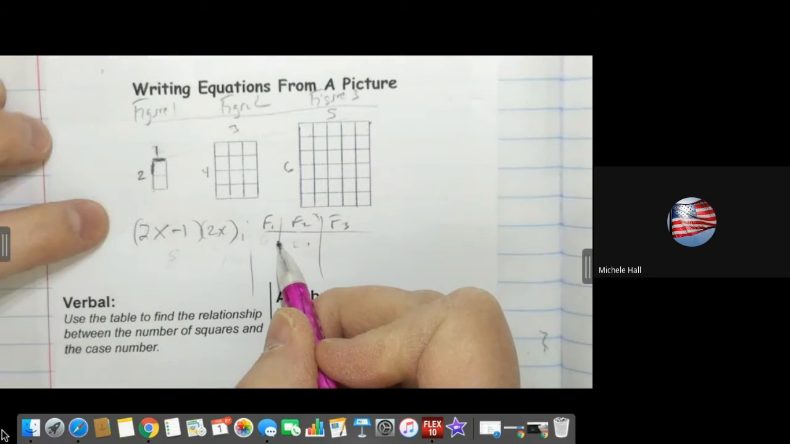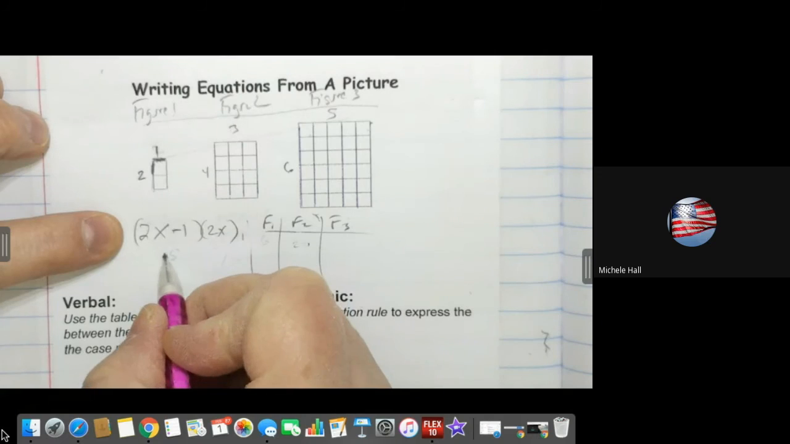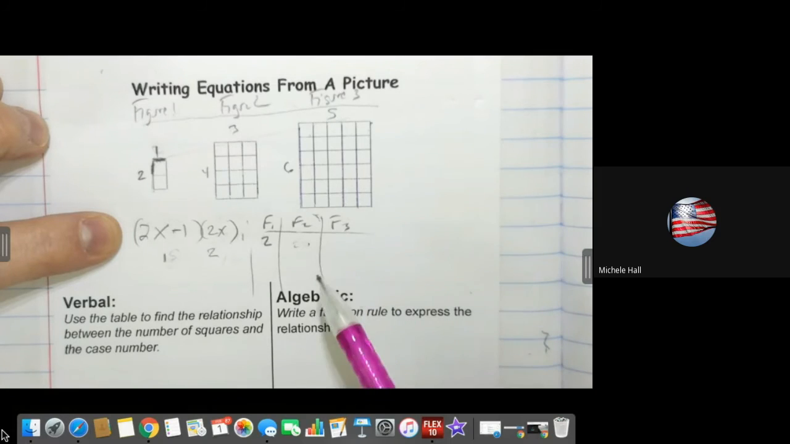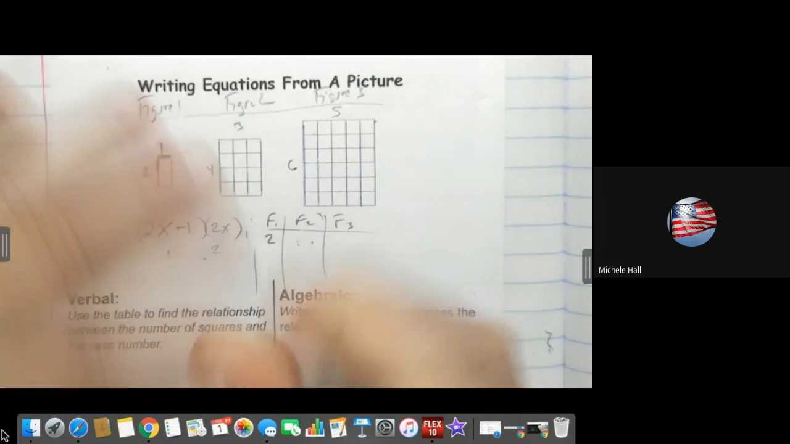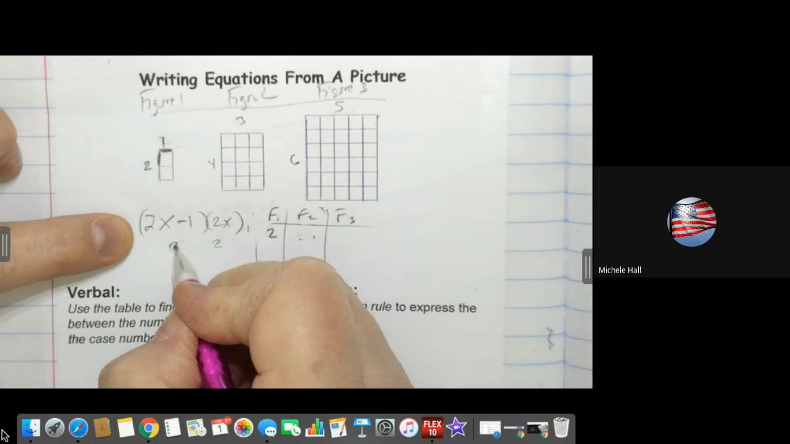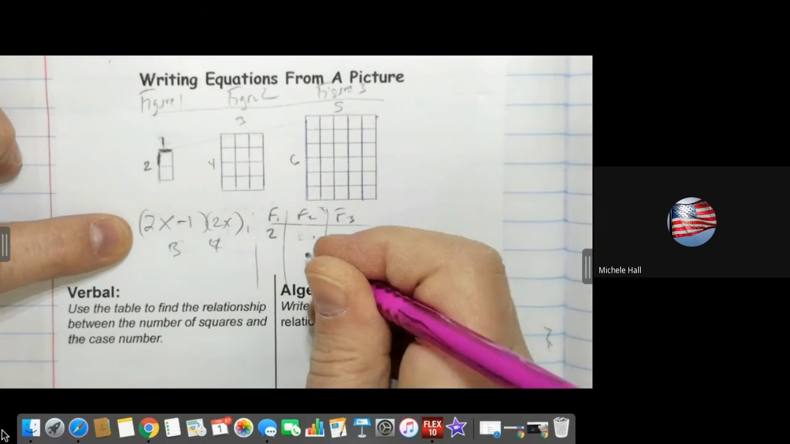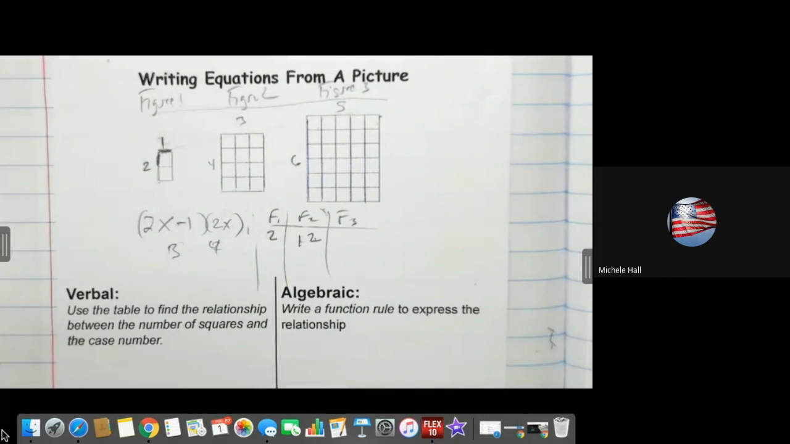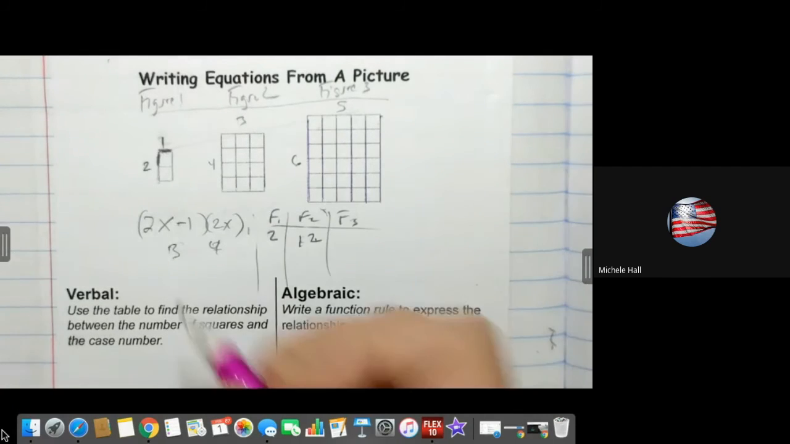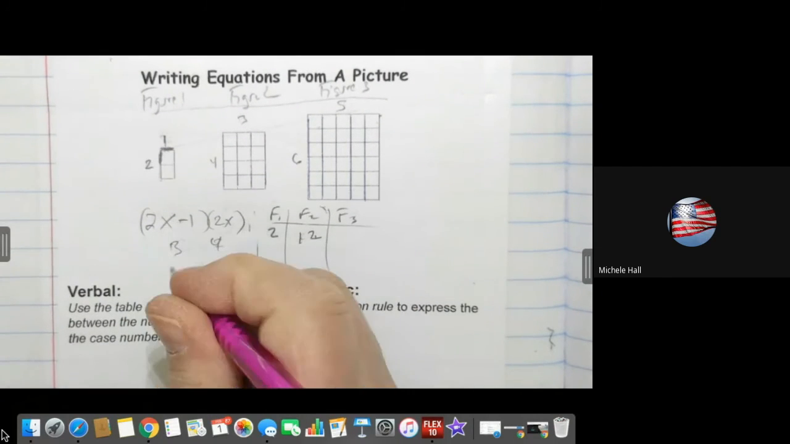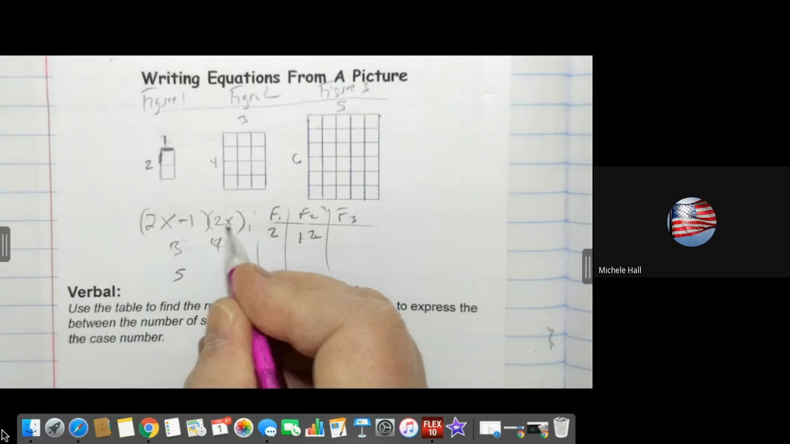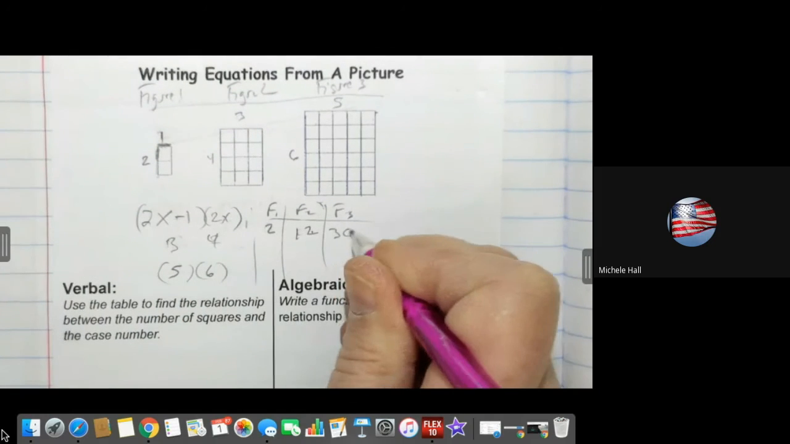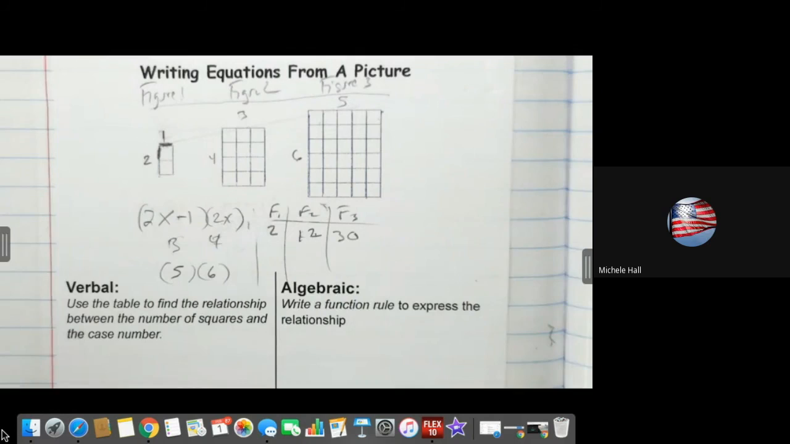So figure 1 would be 2 minus 1, and then times 2 is still 2. And then if we try figure 2, we get 2 times 2 is 4, minus 1 is 3, times 4 is 12. Yep. Ching, ching, ching. Now, okay, for 3, we get 3 times 2 is 6, minus 1 is 5. Wait, oh yeah, 5 times 6. Yay!